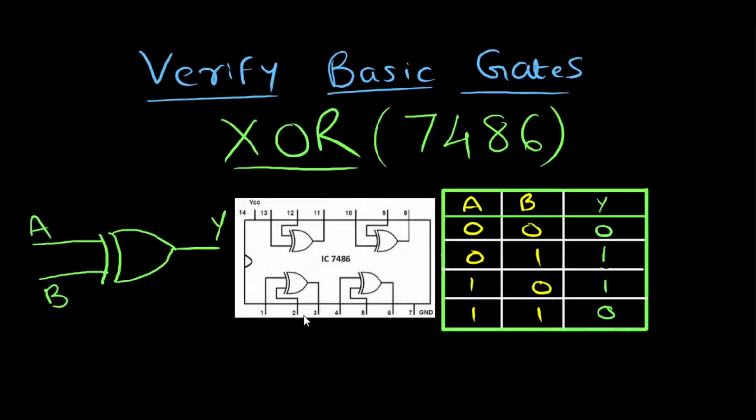Let's take the example of the XOR gate. The XOR gate is represented by the number 7486. So the IC number for the XOR gate will be 7486. And this is the symbol for the XOR gate. As you can see, it has 2 inputs and 1 output, and this is the truth table for the XOR gate.